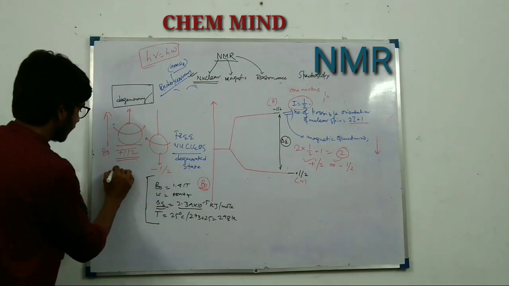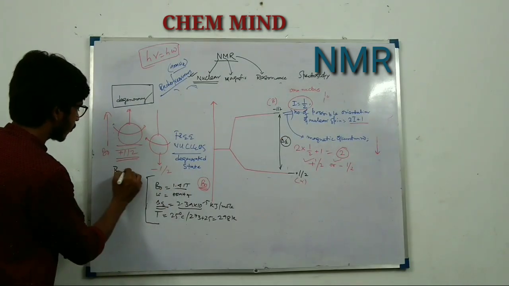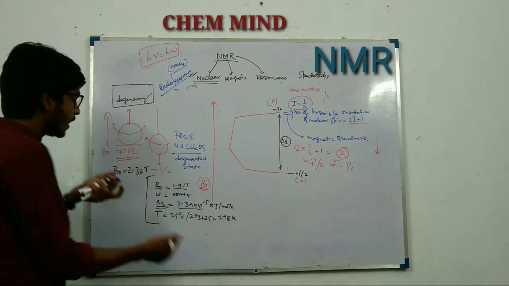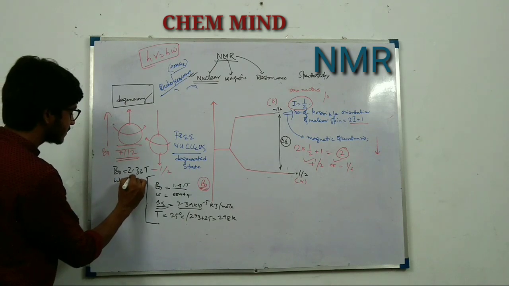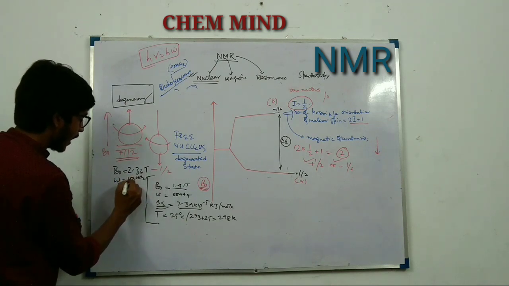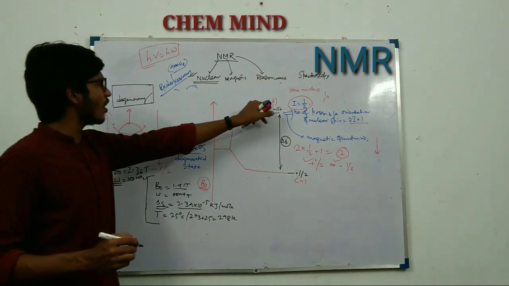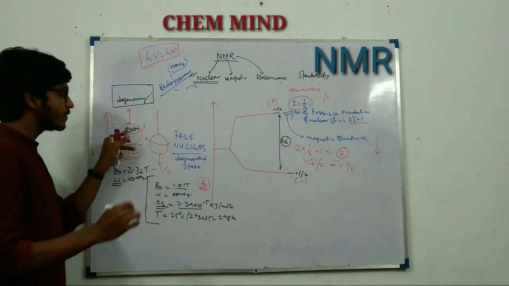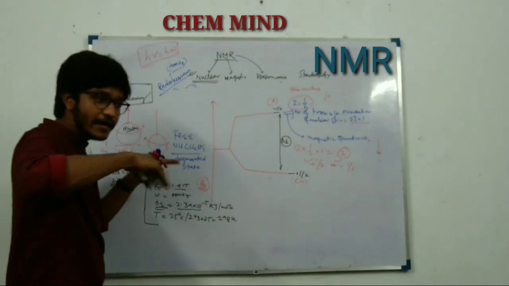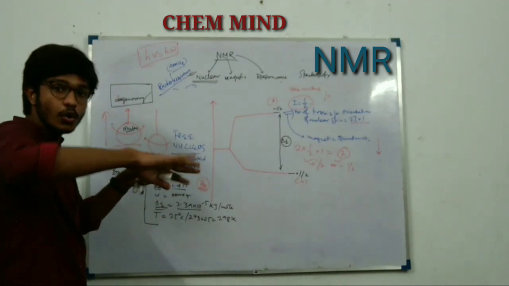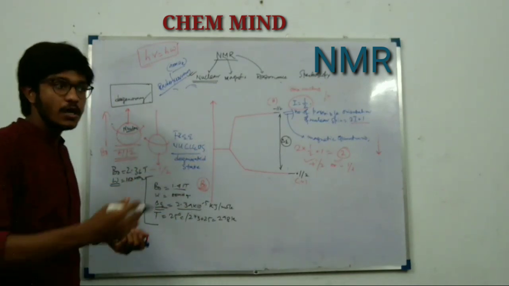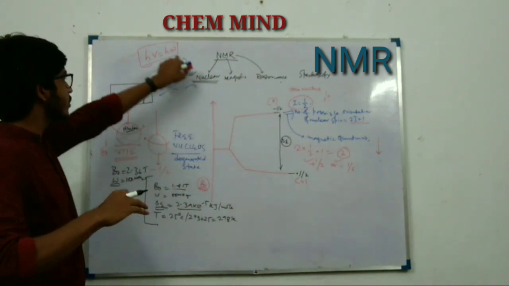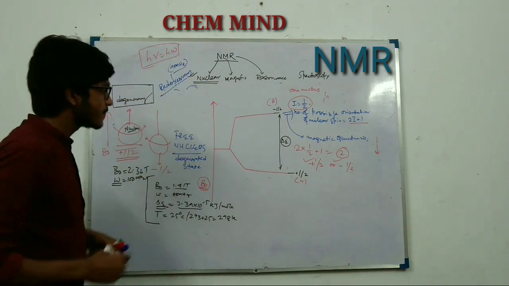If we increase B naught from 1.41 to something like 2.36 or 2.41 Tesla, what happens? The omega value increases, like 100 megahertz. And what is the omega value? Omega is the precessional frequency of the nucleus, the frequency at which the nucleus precesses, trying to rotate about its position, first with the field and then against the field after absorption of the radio frequency.